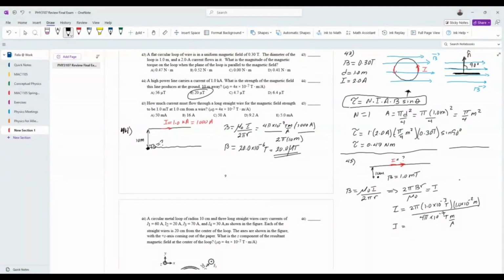So when you calculate the current, we get the current here is 0.5 times 10 to the second amperes, which is the same as 50 amperes. So in this case, the current is 50 amperes.